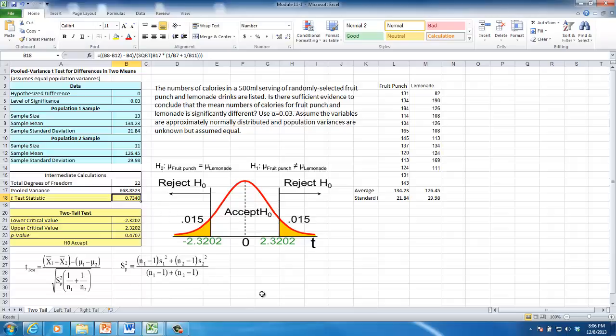So at the end of the calculation, the t-test value is 0.734, which is between these two numbers, somewhere close to zero, on the positive side, which tells me there is no difference in terms of the calories between fruit punch and lemonade. So I can tell, because alpha is 3%, with 97% confidence there is no difference between fruit punch and lemonade in terms of calories.